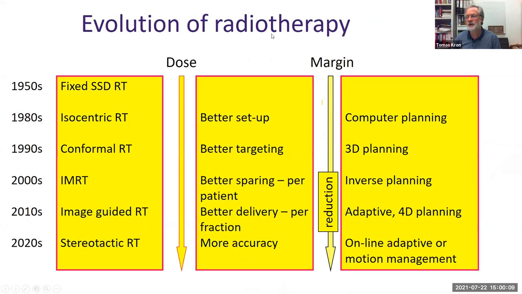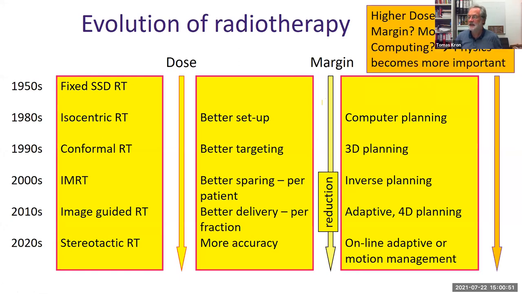That is really shown in the evolution of radiotherapy, which has gone from fixed field treatments to isocentric conformal radiotherapy. And wherever you are on this scale, from the isocentric treatments to IMRT, IGRT, or stereotactic treatments, wherever your clinic is, it doesn't really matter. You are on that pathway of improving dose distribution, on that pathway of reducing margins and therefore sparing normal structures better, and on that pathway of introducing more and more computer tools into the clinic. That means higher dose, tighter margins, more computing, and physics becomes more and more part of the treatment chain for patients.